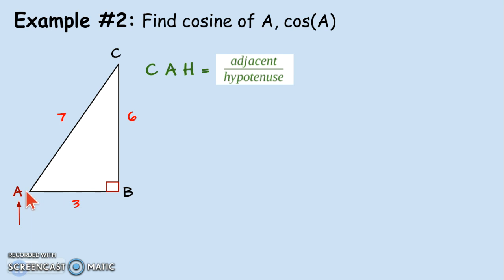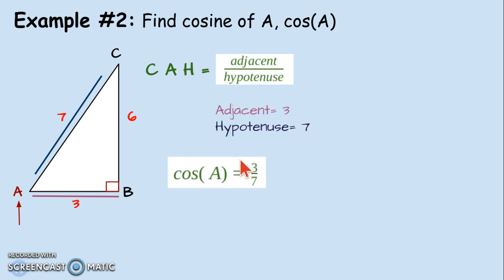We can see here that the side next to A is 3, because it can't be 7, because 7 is our hypotenuse, and we need that for the denominator portion of our ratio. So we get 3 over 7, and our answer: cosine of A is equal to 3 over 7.